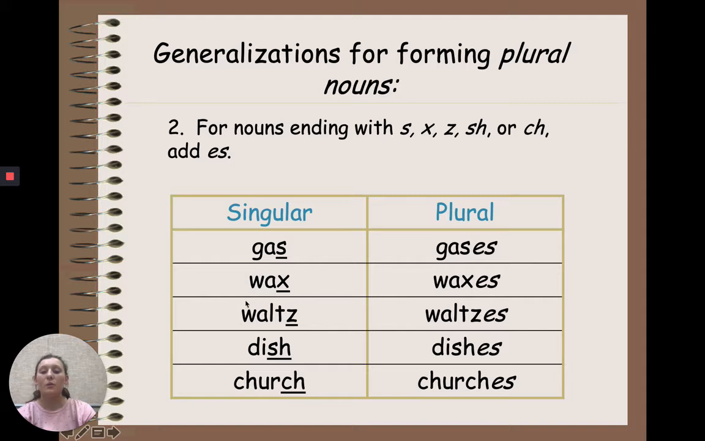Next we have waltz. We see that ends with Z, so we know we need to add ES to make it waltzes. Next we have dish, which ends with the SH, the sh sound, so we need to add ES to make it dishes. And lastly, we have the word church, which ends with CH, the ch sound, so we need to add ES to make it churches.